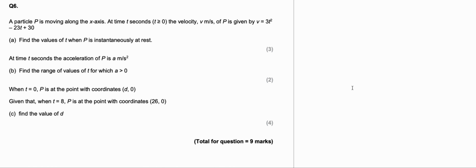Okay, so continuing on, video number 2. So here we have question 6. A particle P is moving along the x-axis at time t. The velocity is given by, let's write it out, 3t squared minus 23t plus 30. Now find the value when it's at rest.